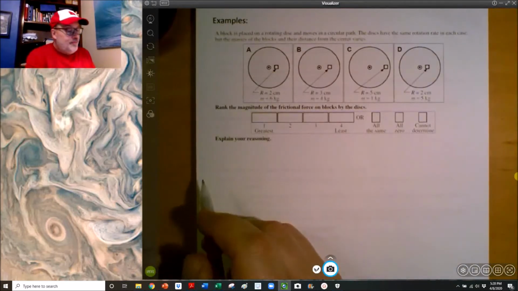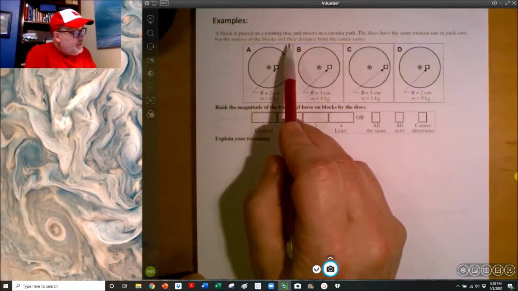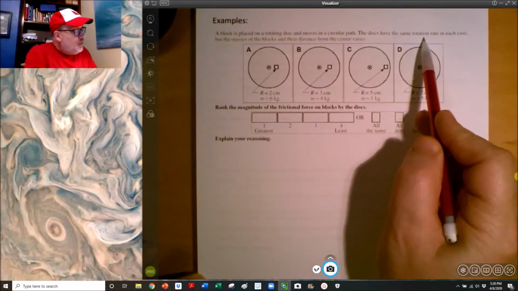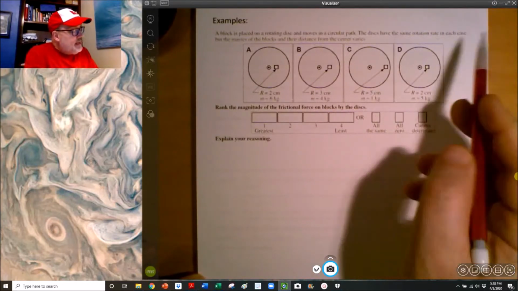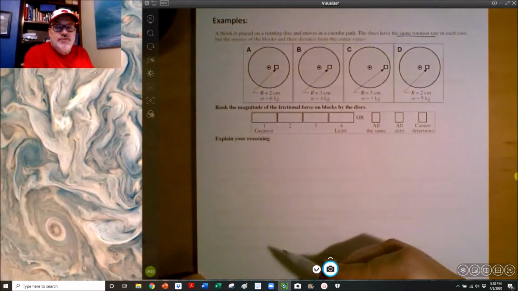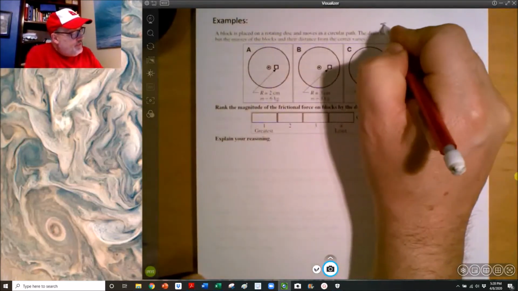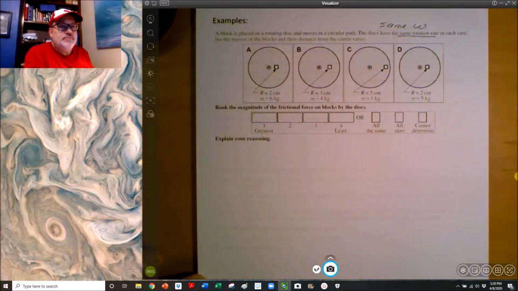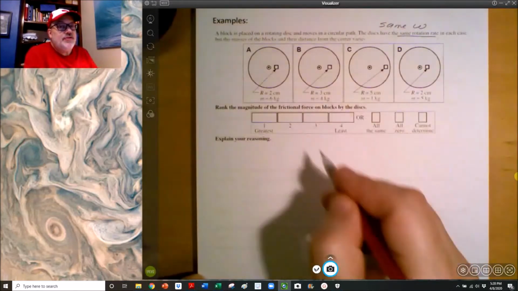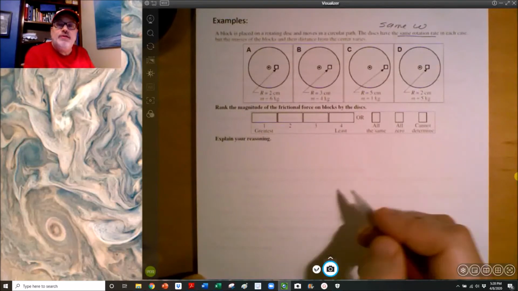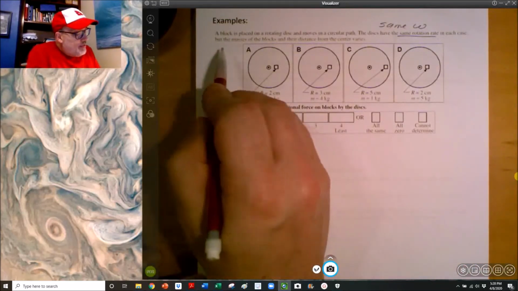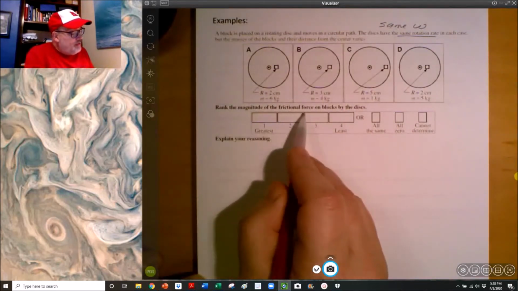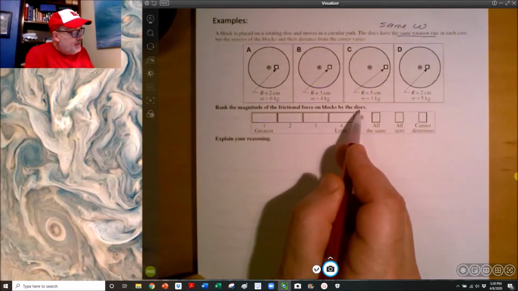Next example. A block is placed on a rotating disc that moves in a circular path. The discs have the same rotation rate in each case. Okay, what does that mean? Same rotation rate, same omega. So they're rotating around at the same exact rate. That means they all make one revolution in the same amount of time. But the masses of the blocks and the distance from the center vary. All right, rank the magnitude of the frictional force on the blocks by the discs.